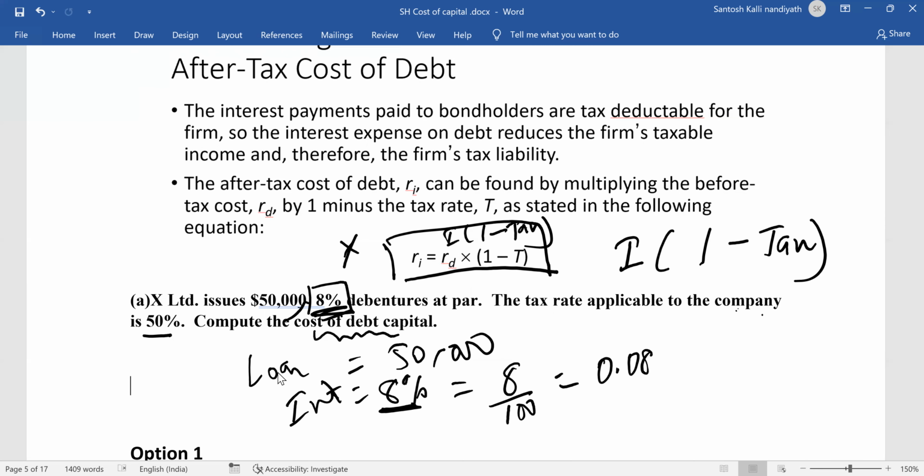Could you tell me the tax rate? Tax rate is 50%. Okay, so 50% is correct. It is mentioned. See, the percentage is very important. Can I say 50 by 100? And then it would be 0.5. Correct. So now could you calculate quickly?